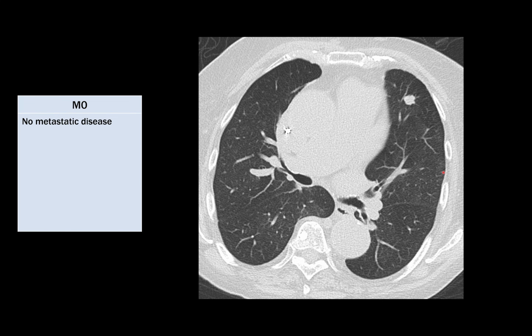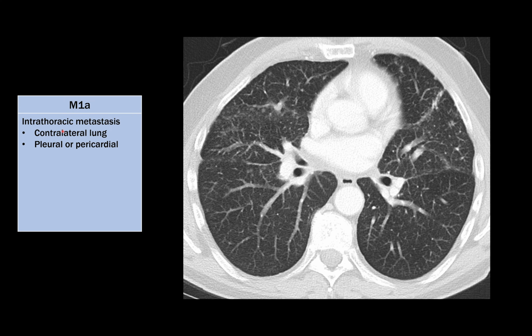Of course, M0 is when you don't have any metastatic disease. M1A is intrathoracic metastases, and these can be nodules in the contralateral lung, pleural disease, or pericardial disease.